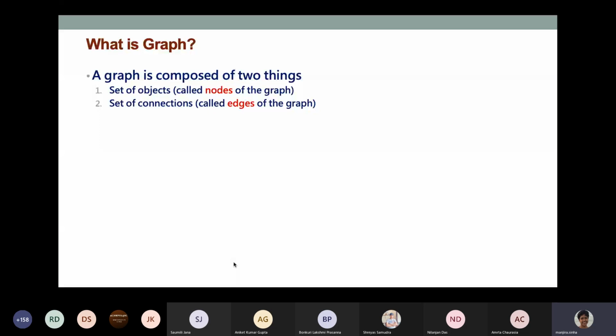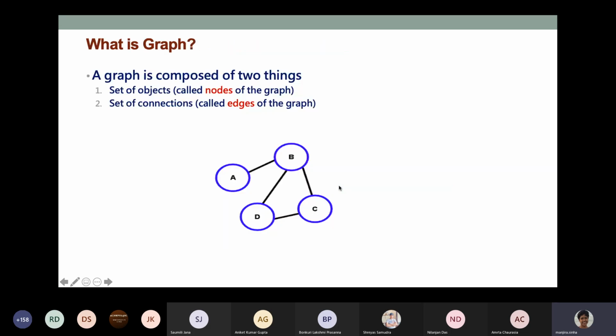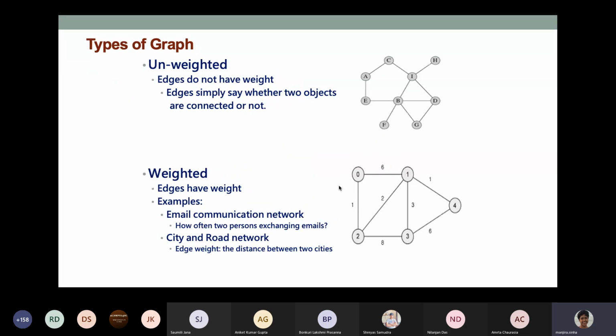A graph is composed of two things. First of all, it is a set of objects called the nodes of the graph, like these individual people in the friendship network. These two nodes are connected to each other via an edge, or a line, or some connection that is called the edge of the graph. So this is a node and these are edges.